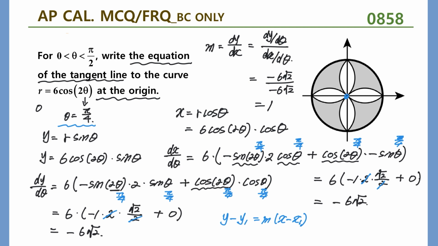Slope is 1. This slope is 1. And we are looking for the equation of the tangent line at the origin, right? At the origin, the x coordinate and y coordinate, they are 0, right? 0, 0. So our equation y is equal to just x. That's our equation of the tangent line at the origin. All right?